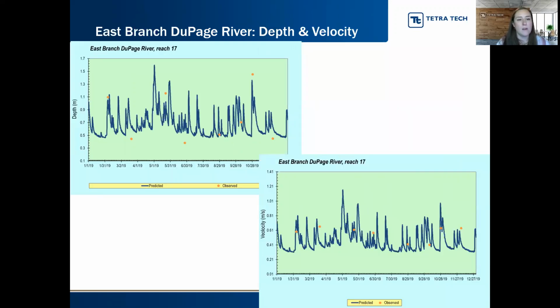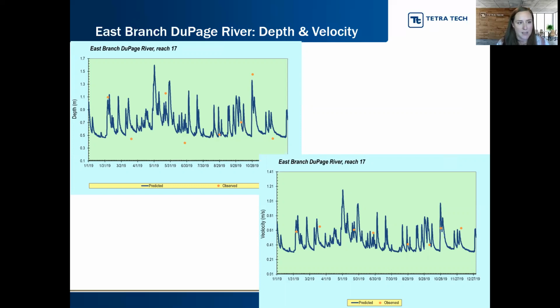And then the next step, and the point with calibration too, is first you want to make sure your hydraulics are well simulated, then you can start moving into water quality. You want to make sure that you're capturing the physical before you go into the chemical and the biological.